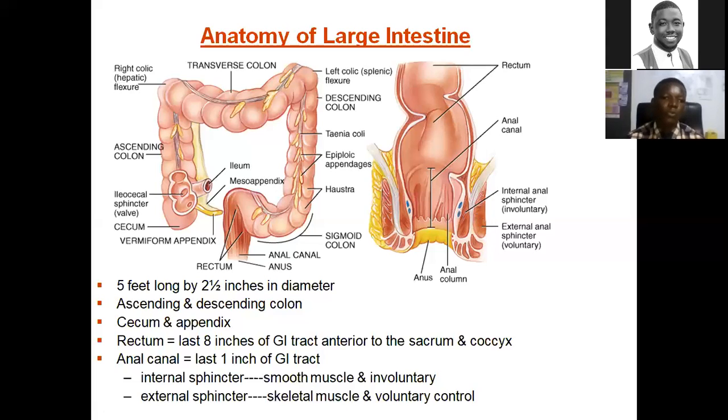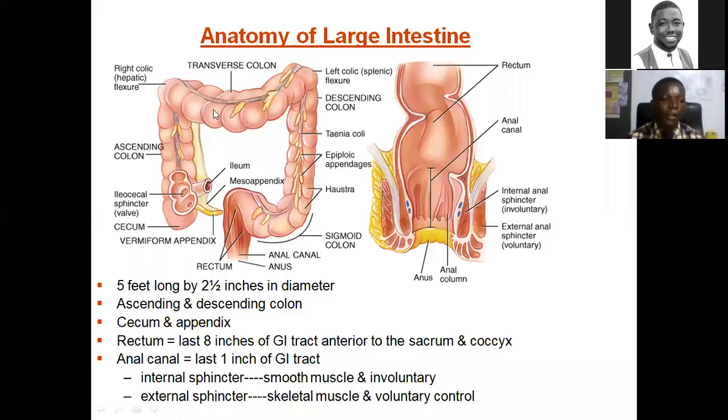Later on, we'll get to learn the essence of the two sphincters that are found here. One is inside, one is outside. They all have a specific role they play. So we'll be looking at that.